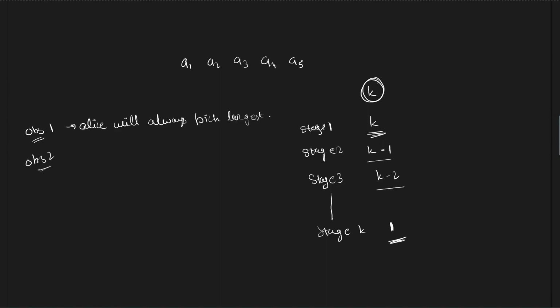Observation 2 is that Bob will always pick the smallest element.